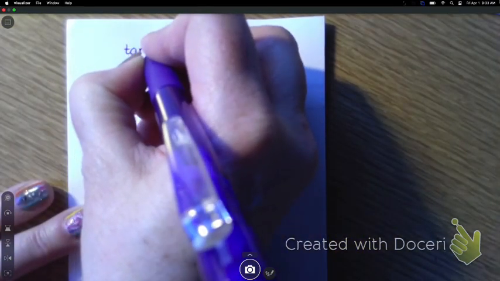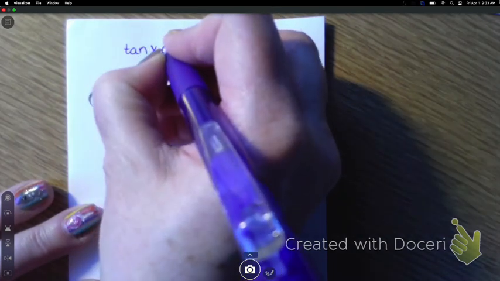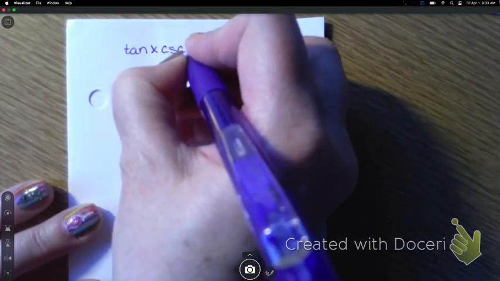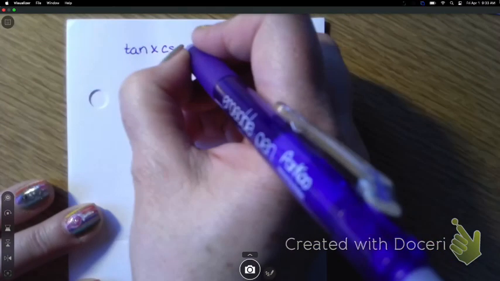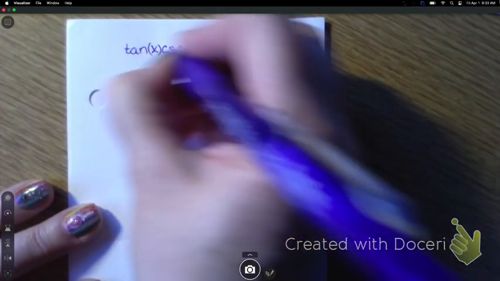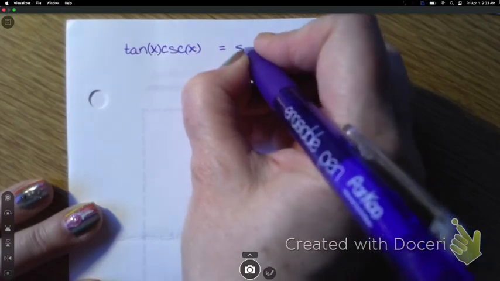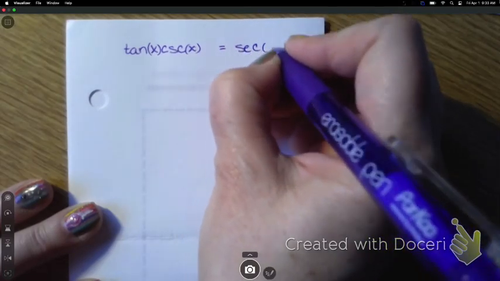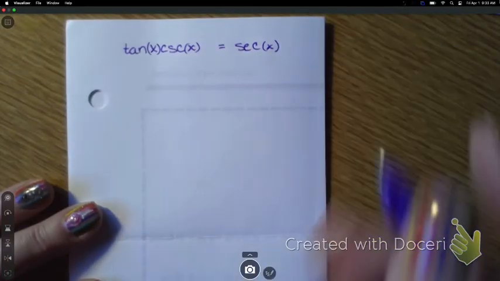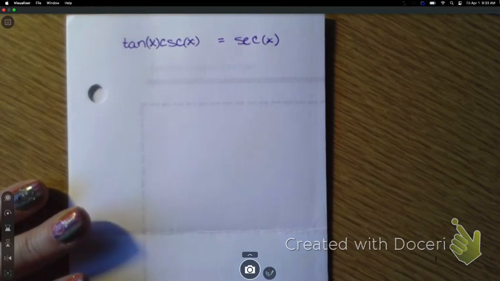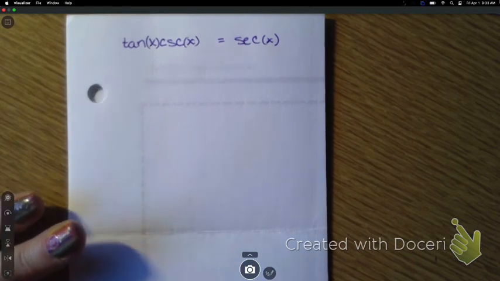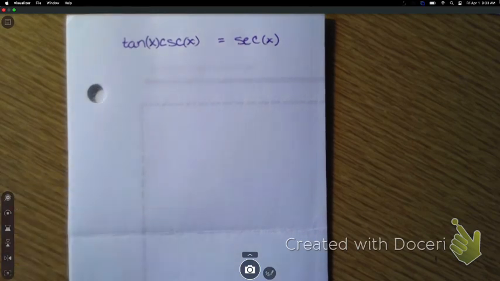Cosecant of x. I need to put my parentheses. Equals secant of x. I want you to try that one. These are the ones I have trouble with. You're fine. There you go. Do that.